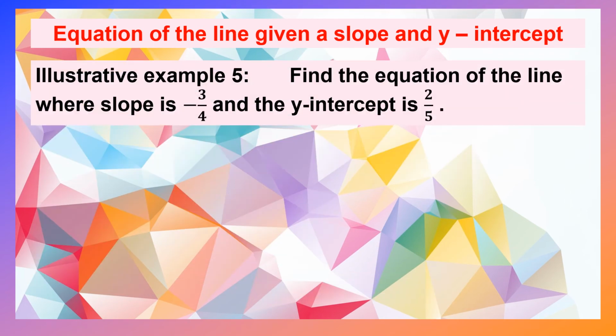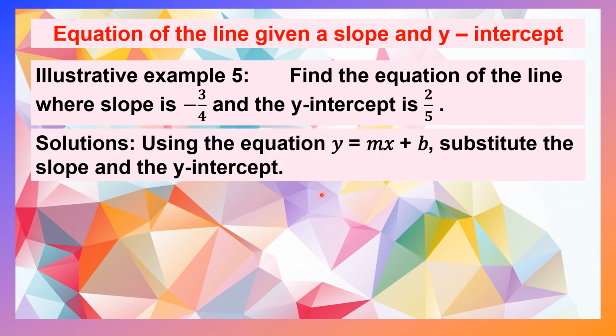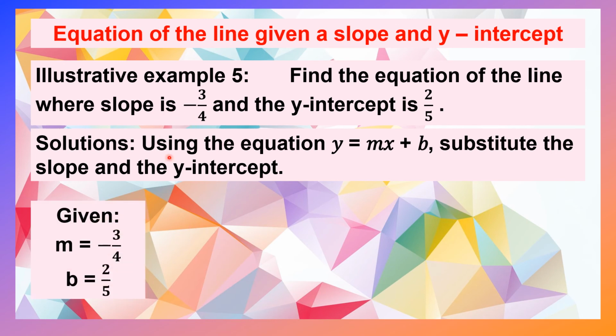And for the last example, we have find the equation of the line where the slope is negative 3/4 and the y-intercept is 2/5. So using our slope-intercept form, y equals mx plus b, let us just substitute the slope and the y-intercept. So yung slope natin or m is negative 3/4. At yung y-intercept natin or b is 2/5.